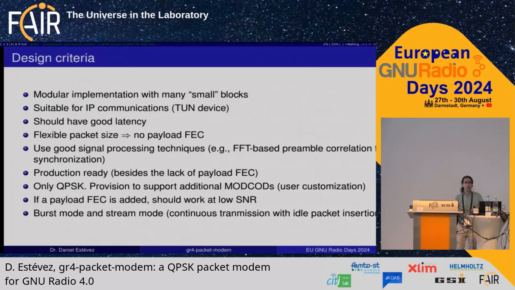It should have good latency. Coming to the previous point, it's no fun if you want to do TCP and there's 10 seconds of latency. And this has been a huge pain point of GNU Radio 3, as in continuous transmitter. If you have DVB-S2, for example, at low symbol rates, it's difficult to have good latency. The packet size should be flexible. Any packet size should work.